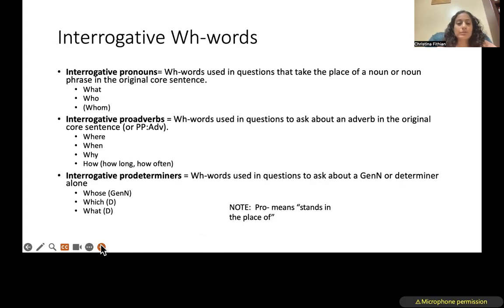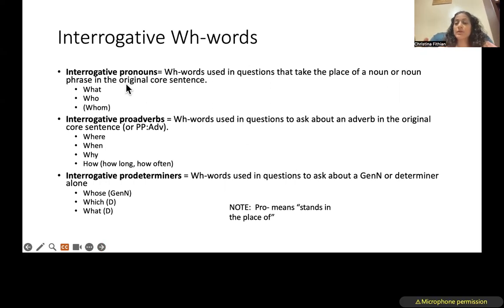So these words, what, who, whom, where, when, how, why, etc., can be divided into specific terminology. So we have the interrogative pronouns. Again, these are those WH words that take the place of a noun or a noun phrase in the original core sentence. So this is what, who, or in some cases, whom. Whom is kind of falling out of style. It's usually used with a noun phrase that is a direct or indirect object. For example, to whom did you send the letter? That's an indirect object. However, it is going out of style. Most people don't use whom anymore. They just say who. That's why whom is in parentheses. So these are interrogative pronouns.